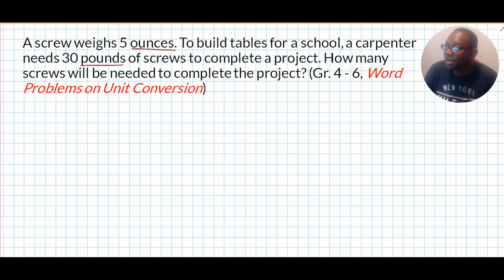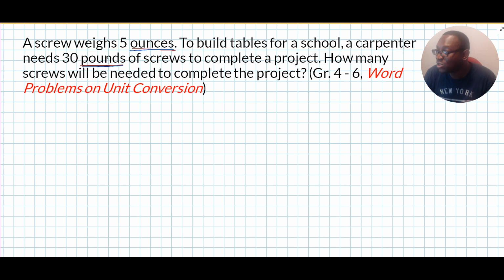So the question here is that a screw weighs 5 ounces. To build tables for a school, a carpenter needs 30 pounds of screws to complete the project. How many screws will be needed to complete the project? So we have two different units of measurement here. We have pounds and ounces.